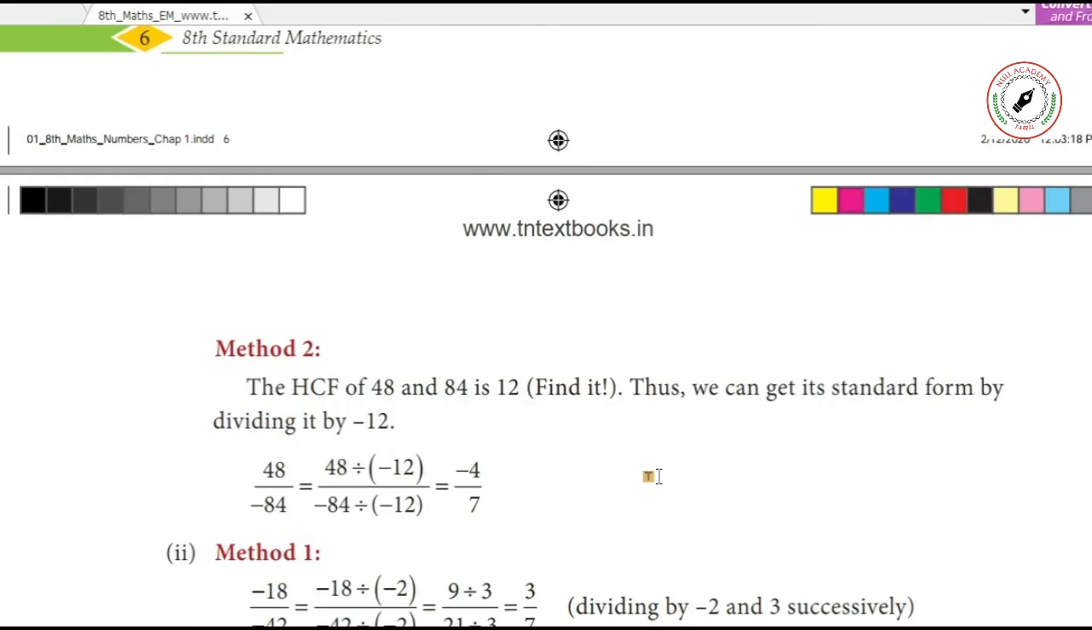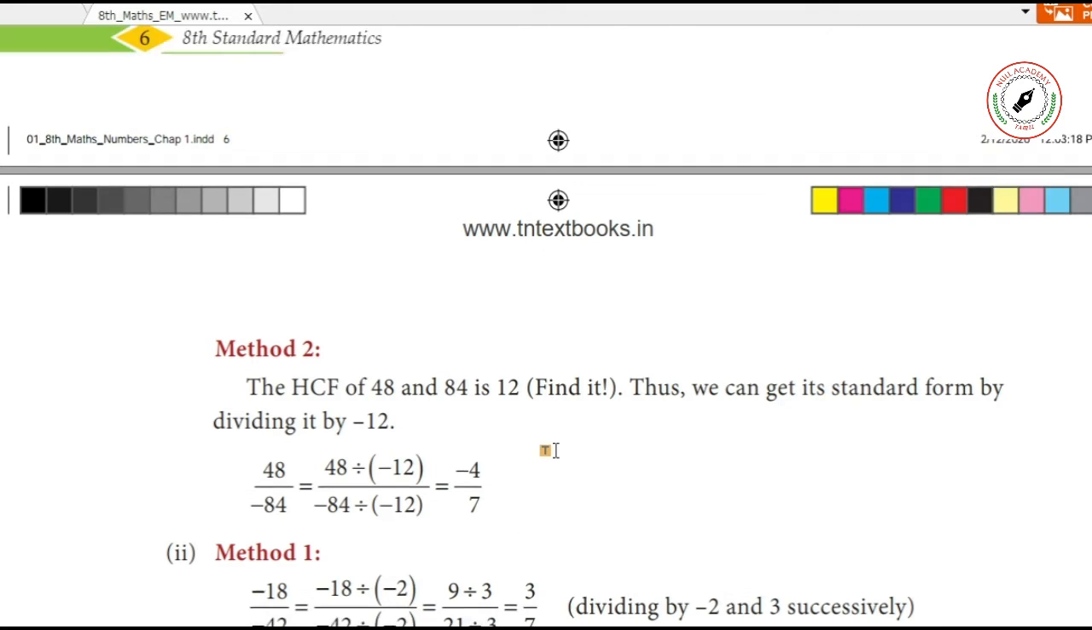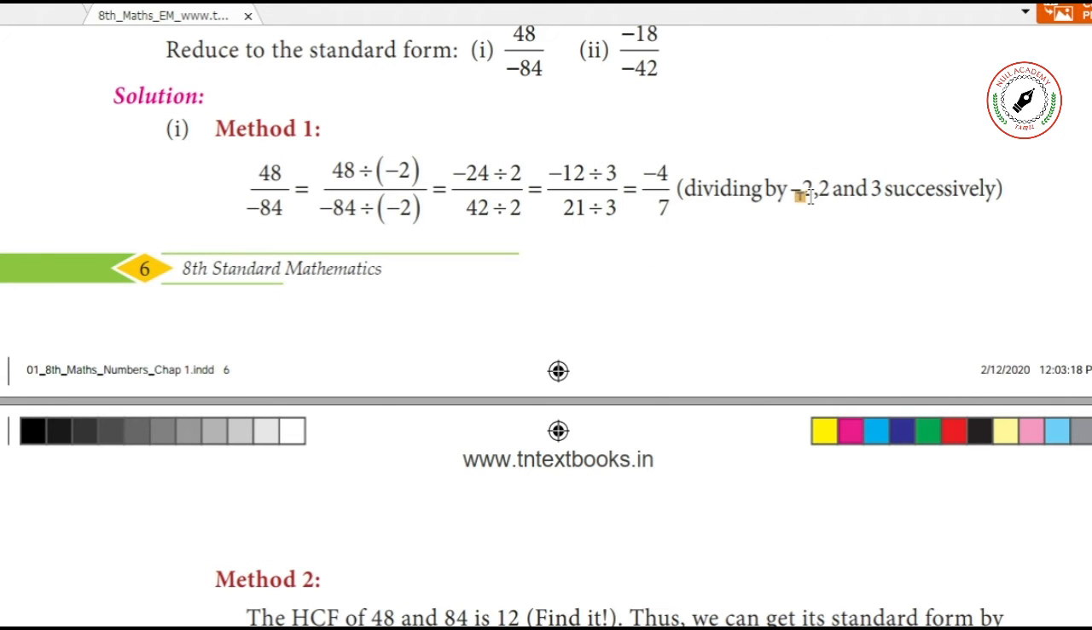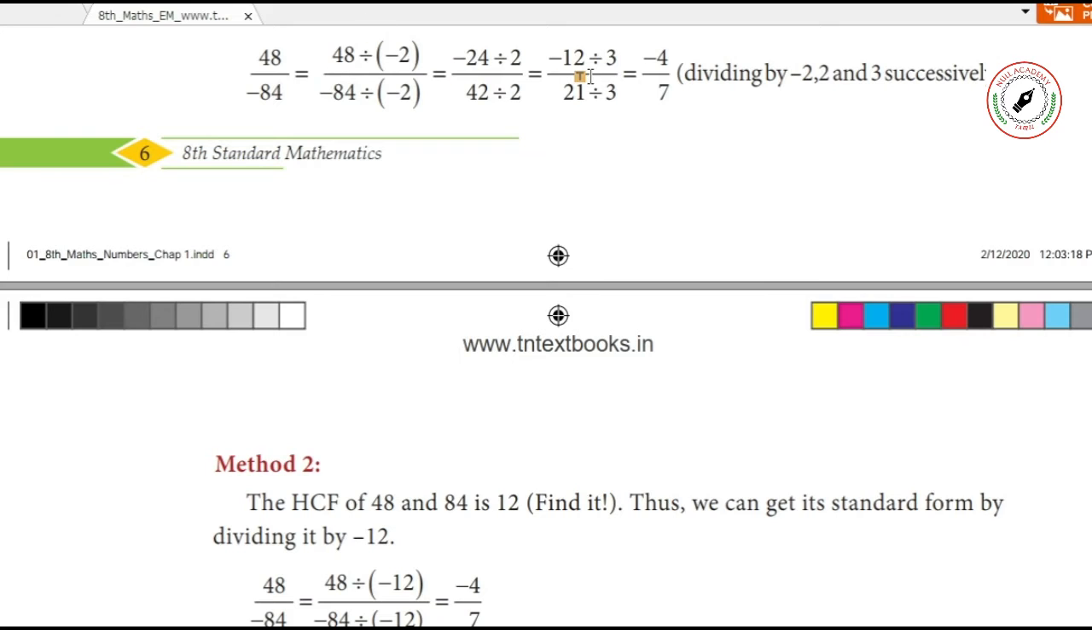And they have given another method, the HCF, highest common factor. The HCF of 48 and 84 is 12. So they are directly dividing with 12. Since it is a big number, you see, 2 2s are 4, 4 3s are 12. That is what they are doing here. Instead of dividing one by one, they are dividing with the multiplication of those numbers. That's all. Understand? It is very easy.